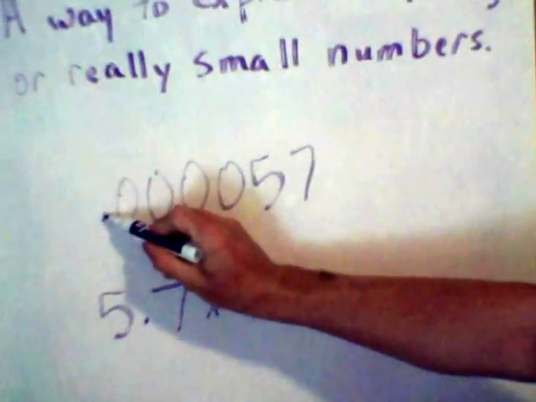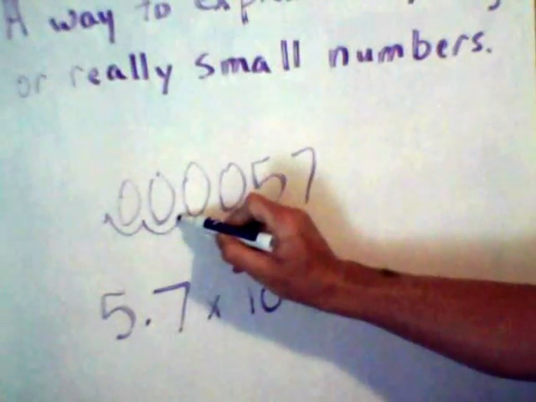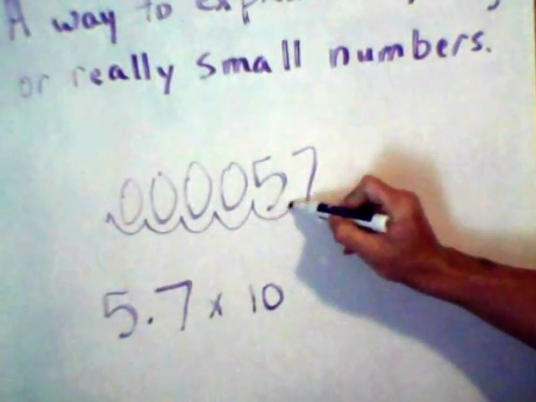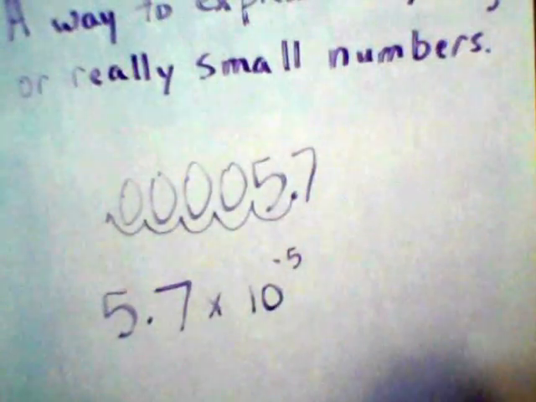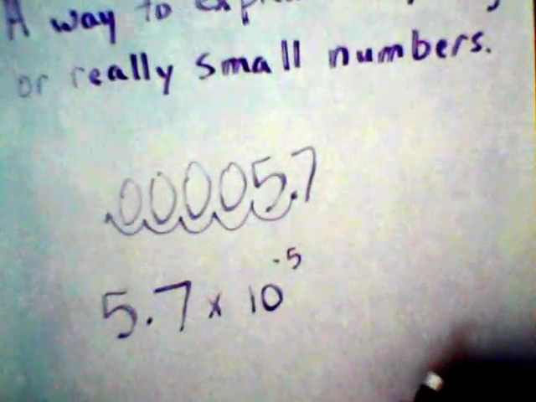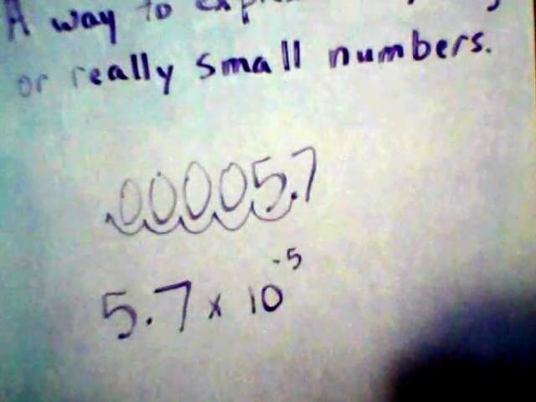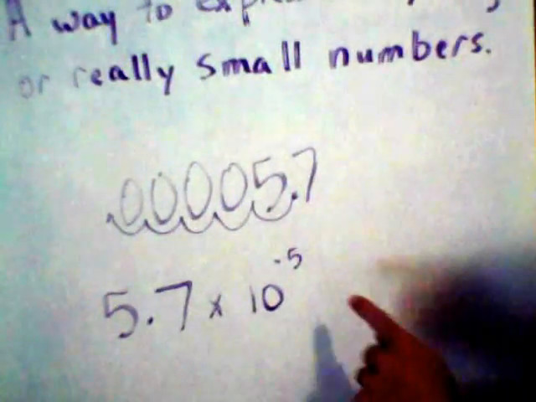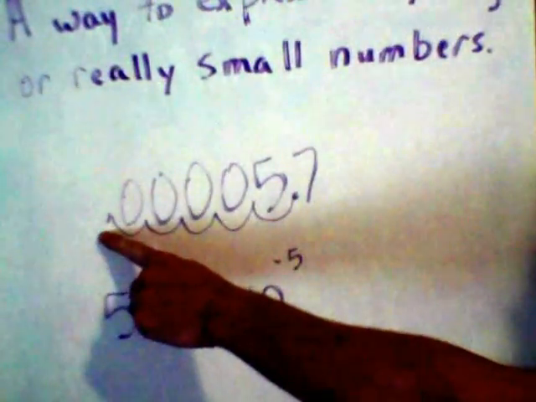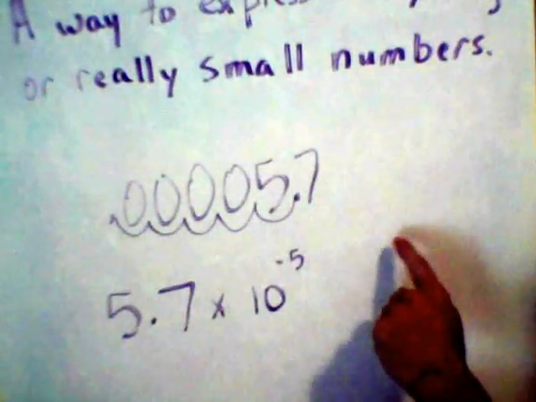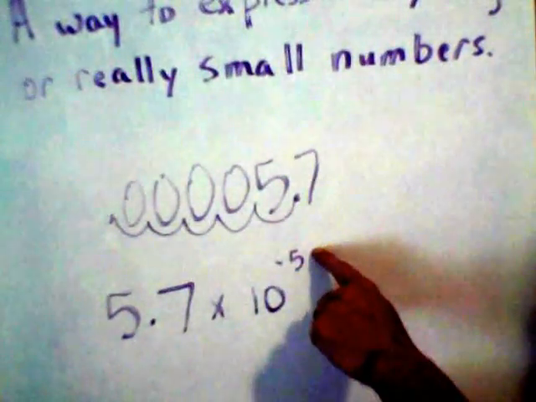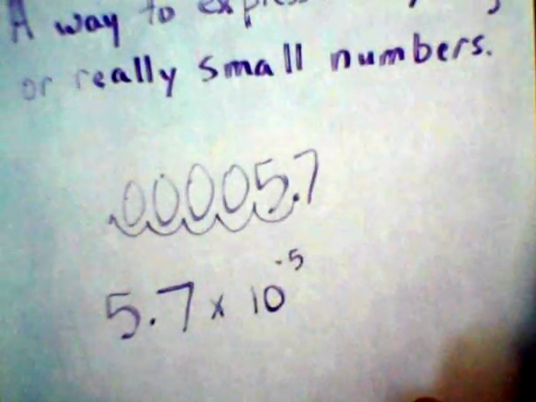And let's see how many places I move my decimal. 1, 2, 3, 4, 5 is where I put it. So this is 5 and 7 tenths times 10 to the negative 5, negative fifth power. And the reason I know it's a negative fifth power is because it started as a decimal, a very small decimal. And that lets anybody know that your answer is going to be a very small decimal.